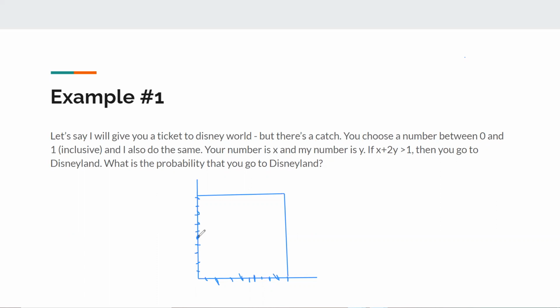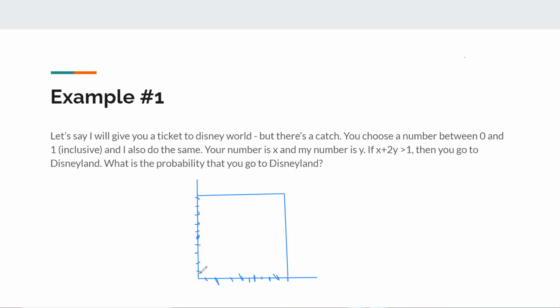Because when you graph inequalities, you don't really do anything greater. So 0.5, but that would be exclusive of 0.5. Now let's do 0.2. All right, you choose your 0.2, and I need 0.8 for you to go to Disneyland. Meaning I would need 0.4.